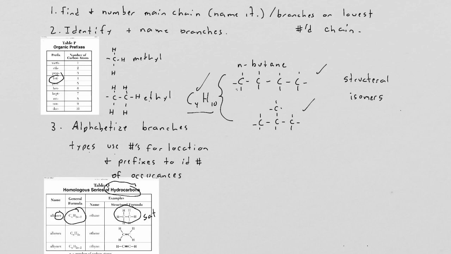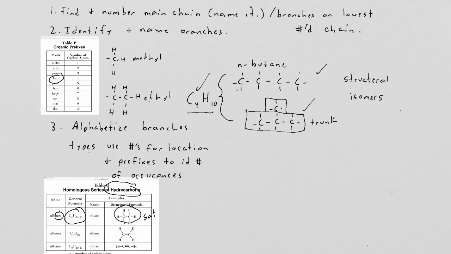If it has branches, though, we're going to need a more complicated system to say where the branches are, how long the branches are, and how many there are. You can view this like a tree trunk with a little branch off of it. The trunk is basically the longest chain of carbons you can find, and off that trunk there are going to be side chains, or what we're going to call branches. And I'm going to name the trunk here first.